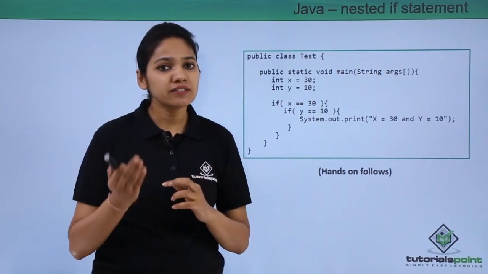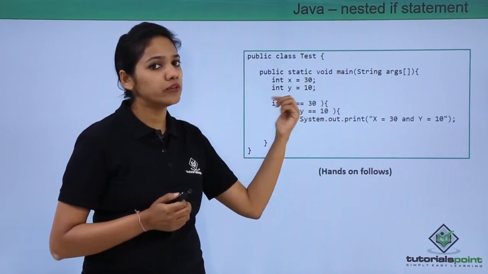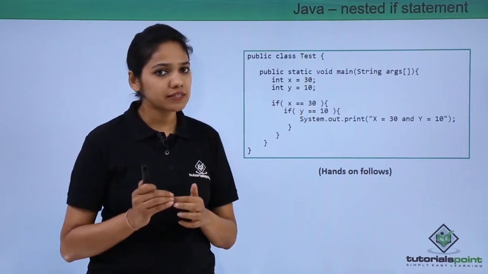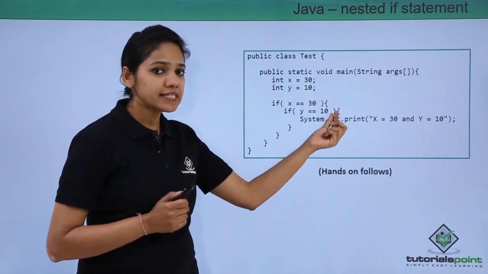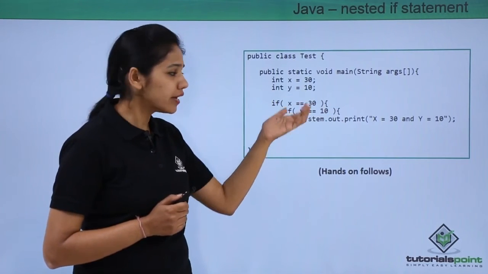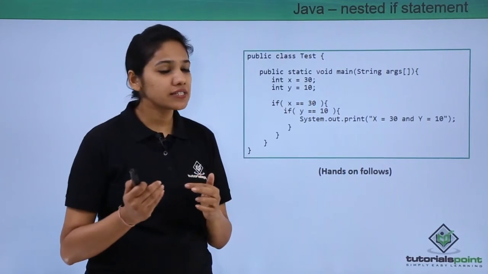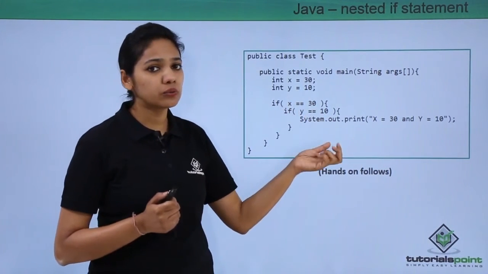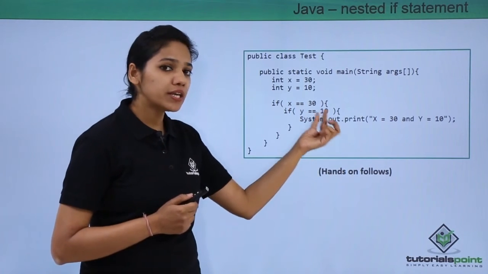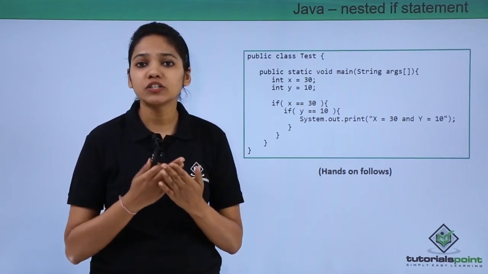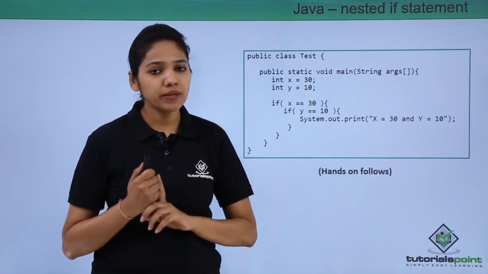Let us take another scenario where x value is 30 but y value is 20. What happens in this case? If 30 is equal to 30, yes, the parent condition is satisfied, it will come and check its inside condition. The next condition says, is y equal to 10, where y is 20 for example. So if 20 equal to 10, no, the condition is not met, therefore the block of statements will not be executed.